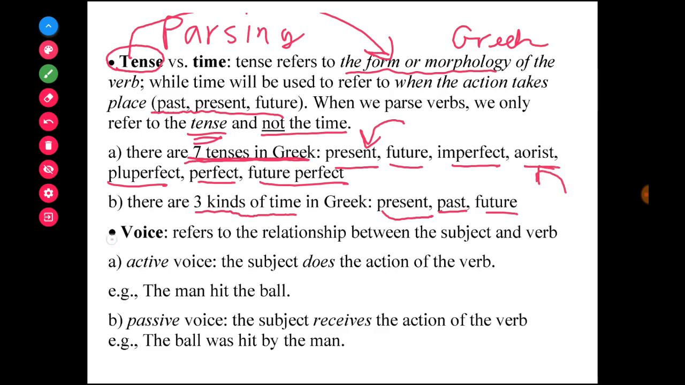Greek also has 3 voices. There's the active voice, where the subject does the action of the verb, so the man hit the ball. There's a passive voice, where the subject receives the action of the verb. So an example of a passive voice construction is the ball was hit by the man. So the ball is the subject of the sentence. Was hit is a passive form verb construction, and by the man shows agency.